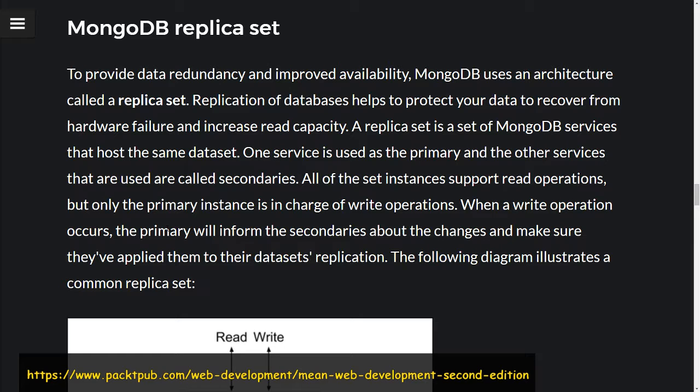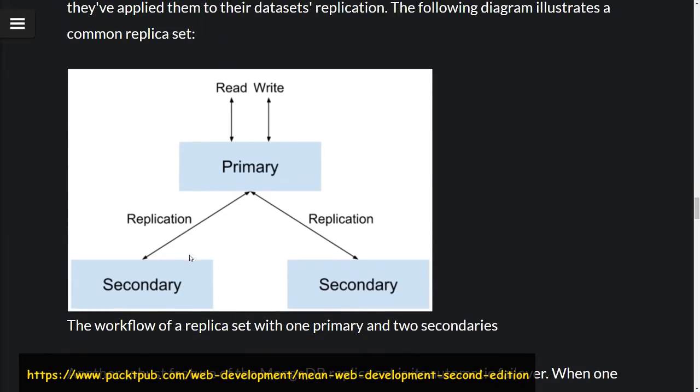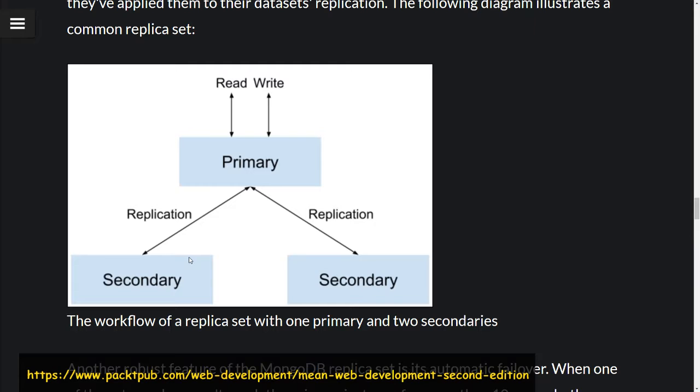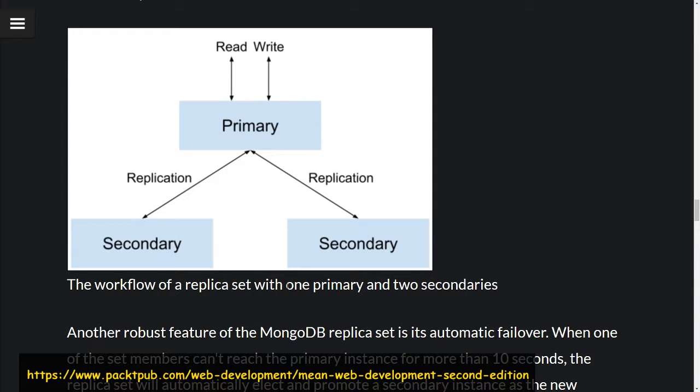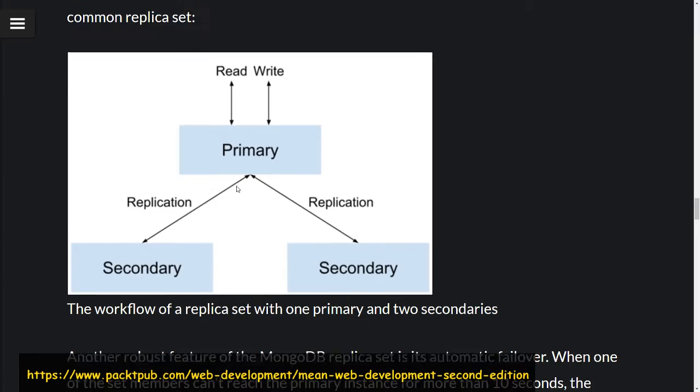I think I get that. When a write operation occurs, the primary will inform the secondaries about the change and make sure they've applied them to their datasets. Replication. The following diagram illustrates a common replica set. Read, write. It feels like it's missing something. Replication, primary, read, write. Maybe not. The workflow of a replica set with one primary and two secondaries.